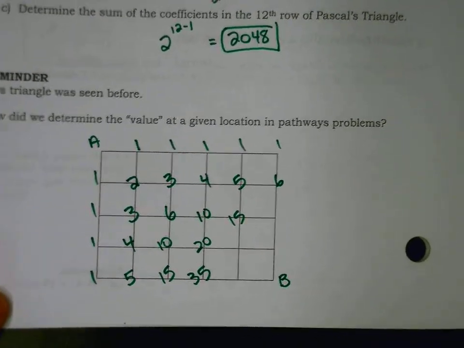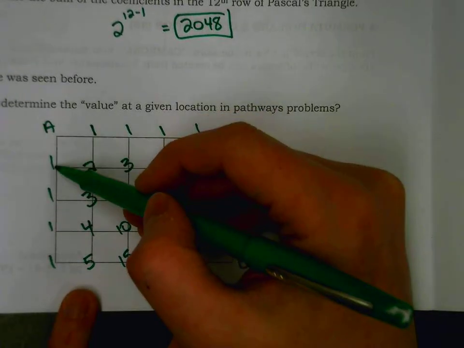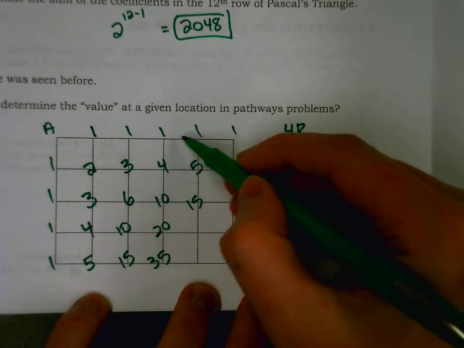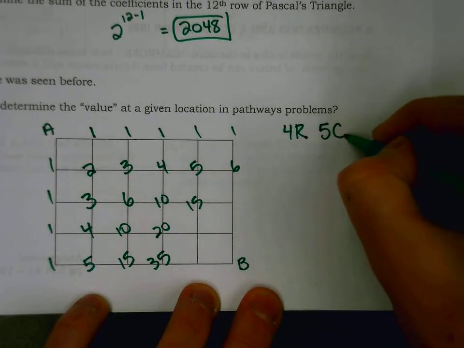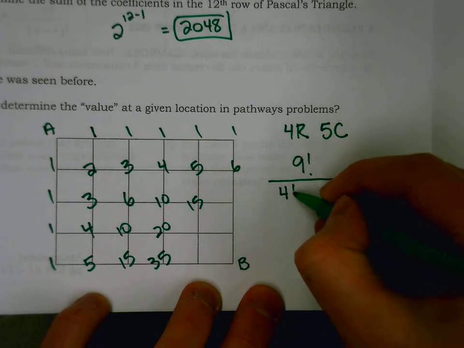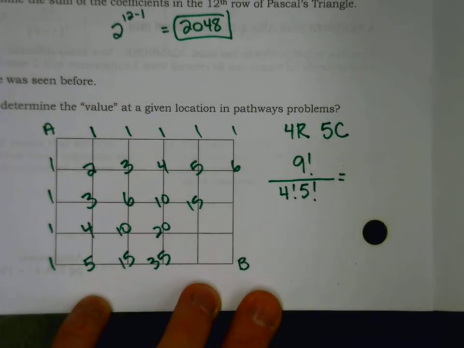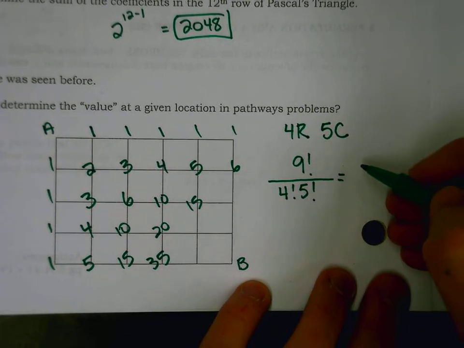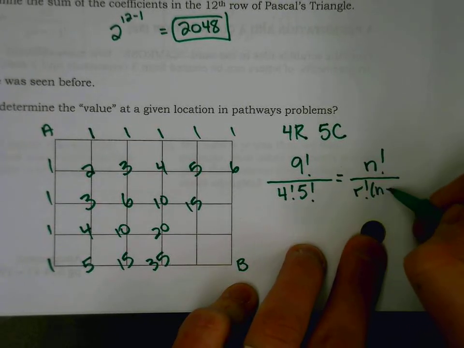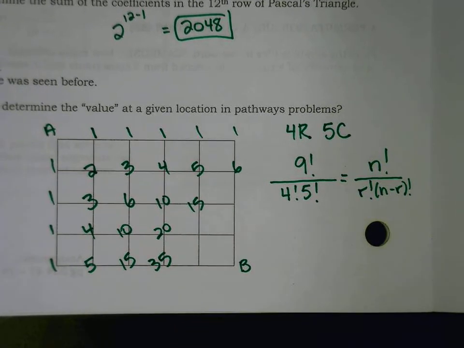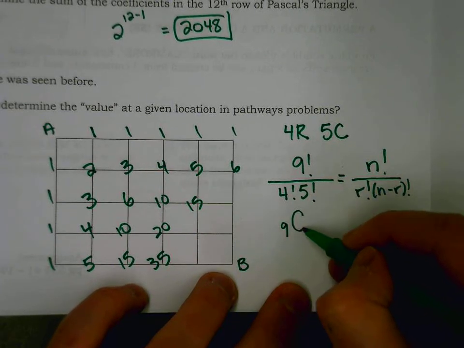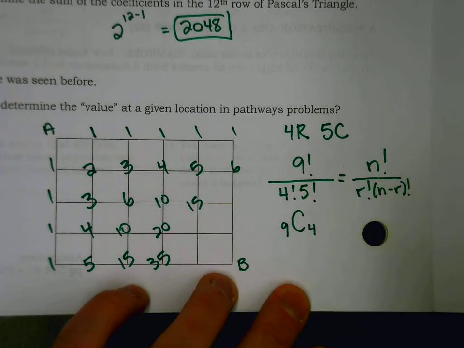For a question like this, we would have approached it by saying there is 1, 2, 3, 4 rows, and there is 1, 2, 3, 4, 5 columns. And so we could have said this is a 9 factorial divided by a 4 factorial, 5 factorial. Mathematically, this works out exactly the same as an n factorial over r factorial n minus r factorial. They look very, very similar. This is a combination in the form of 9c4 or a 9c5.